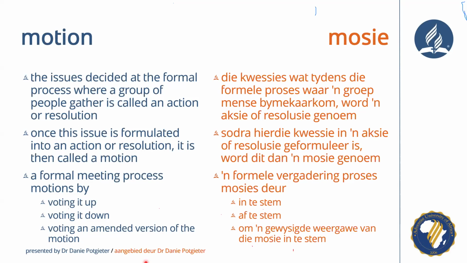We can amend that, or we can amend the amount. Those would be elements that you can amend, but you cannot amend the motion and change the meaning or the intention of the original motion. That will be called a counter motion, and that's not allowed by the rules. So that's with regard to motions, voting them up or down.